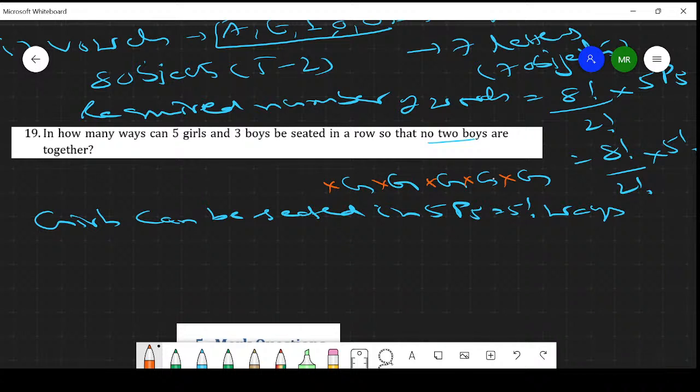1, 2, 3, 4, 5. Here also I can give an option, so there are 6 places where boys can be arranged. How many boys do we have? 3 boys in 6 places. Correct. Boys can be seated in 6P3 ways.